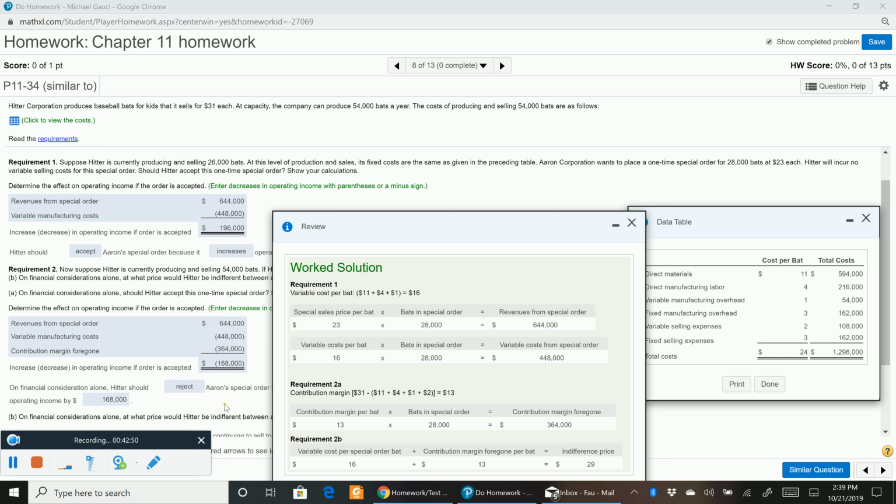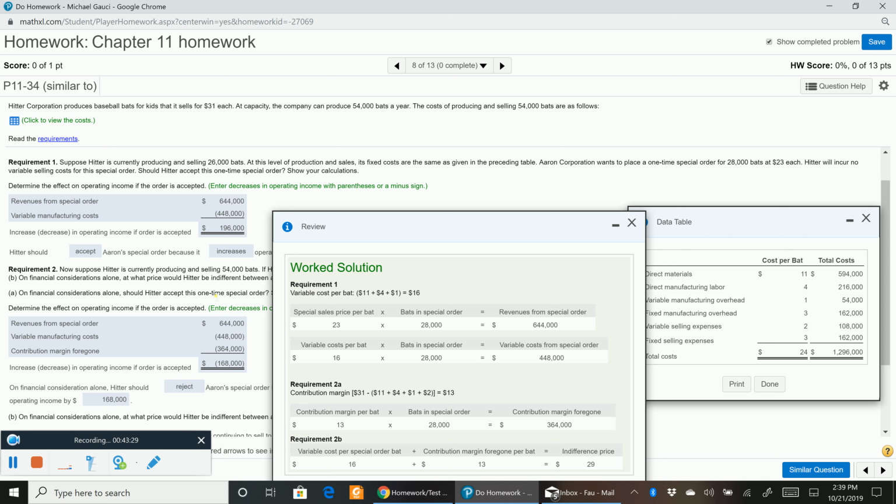The costs are as follows, and we can see over here in the right-hand table, the direct materials per bat, 11, direct labor, 4, variable overhead, 1, variable selling, 2, and then our fixed cost. Our fixed overhead is 3 per unit, and our fixed selling costs are 3 per unit. So let's say requirement 1. Let's suppose the company, Hitter, is currently producing and selling 26,000 bats. Now remember, we have room to make 54,000 bats a year. We're only making 26. Currently producing and selling 26,000.